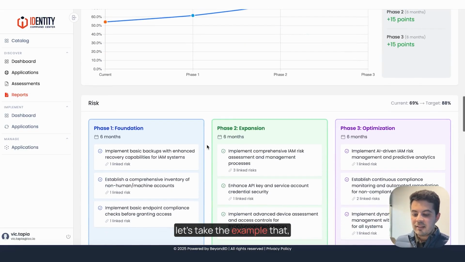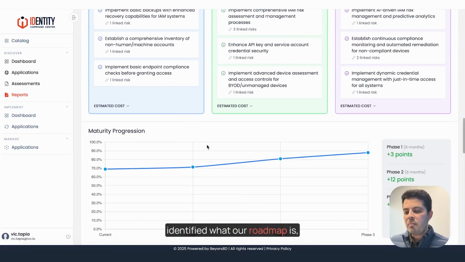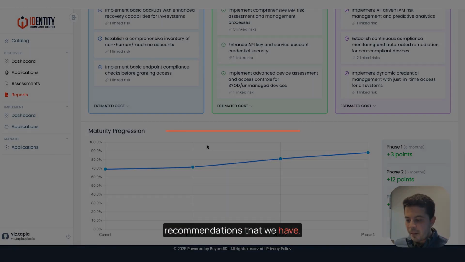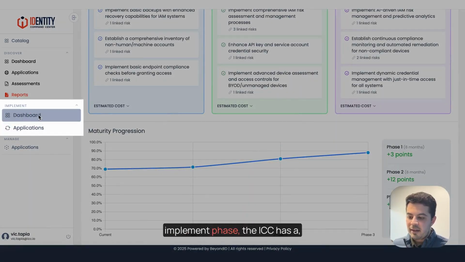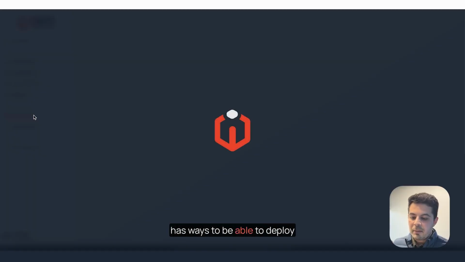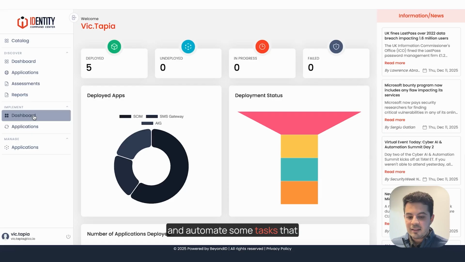So let's take the example that we've identified what our roadmap is. We're clear what our next steps are from a maturity perspective, and now it comes down to execution. We want to really implement some of these findings and recommendations that we have. So that's where the implement phase comes in. And from an implement phase, the ICC has ways to deploy and automate some tasks that perhaps would take manual effort from teams.